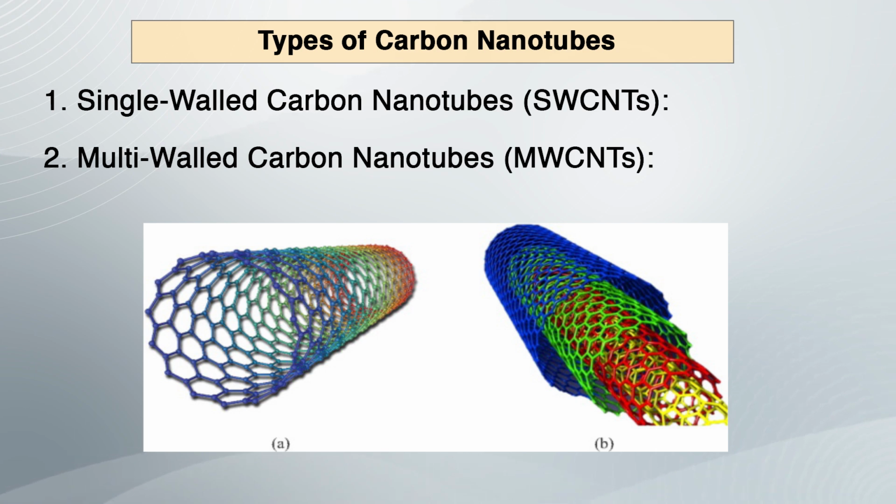What are multi-walled carbon nanotubes? As shown in the figure, multi-walled carbon nanotubes consist of multiple concentric layers of carbon atoms arranged in a cylindrical fashion. The layers are separated by a distance of about 0.34 nanometer, similar to the spacing between graphene layers in graphite. Multi-wall carbon nanotubes generally have a larger diameter than single-wall carbon nanotubes, ranging from 2 to 100 nanometers, with lengths extending to the micrometer range.